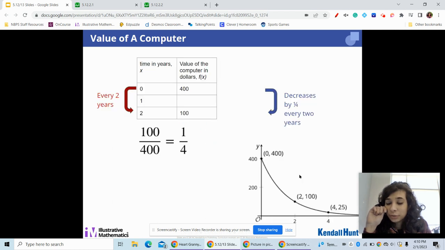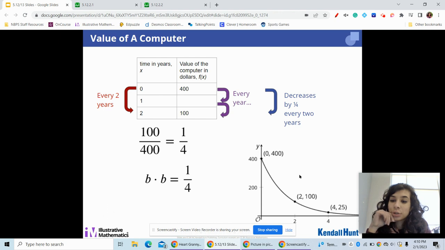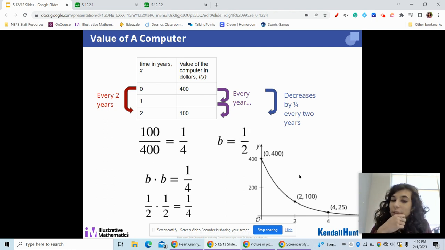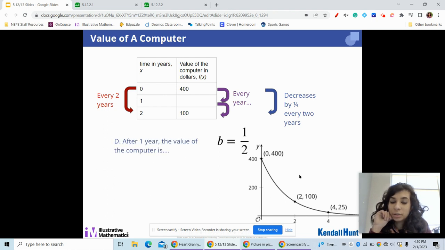But that's not quite helpful yet because I want to figure out what's happening every year. And so what that's telling me is I need to take a number, multiply it by itself to give me 1/4, because it's decreasing by 1/4 every 2 years. I know that 1/2 times 1/2 is going to give me 1/4. And so that means my decay factor every year is going to be 1/2. So I can even try that out. After 1 year, the value of the computer is 400 times 1/2, which is 200. 200 times 1/2 is 100. And that's exactly what I need for year 2.